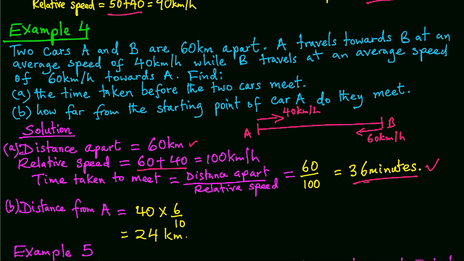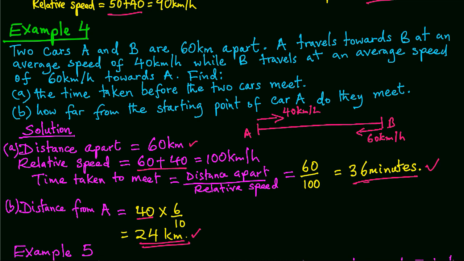Distance from A, we simply use the speed of car A times the time taken to meet. So that would be 40 times 6 over 10. That gives us a distance of 24 kilometers.